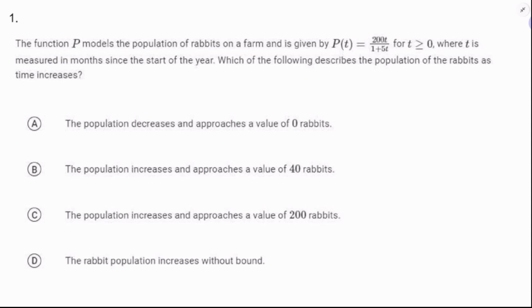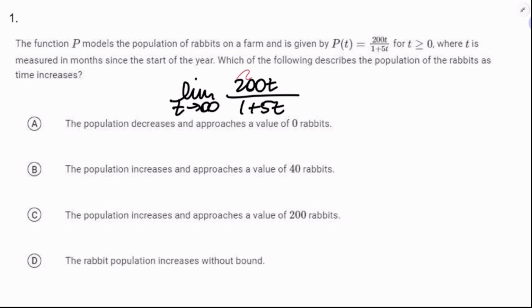The function p, which models the population of rabbits on a farm, is given by p of t equals this for t greater than or equal to 0. T is measured in months from the start of the year. Which of these describes the population of the rabbits as time increases? I think what we're talking about here is the limit of p as t approaches infinity. So I'm going to consider the limit of this thing as t approaches infinity: 200t over 1 plus 5t.